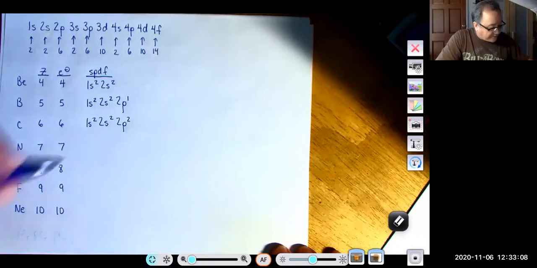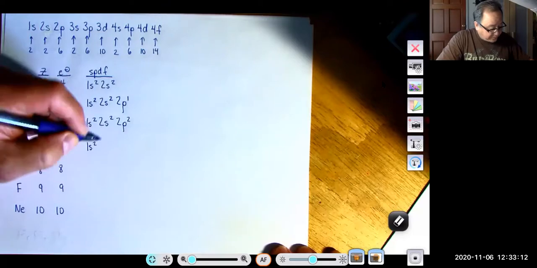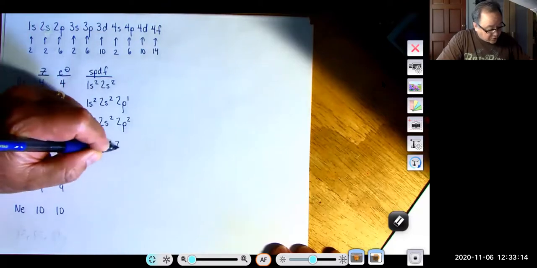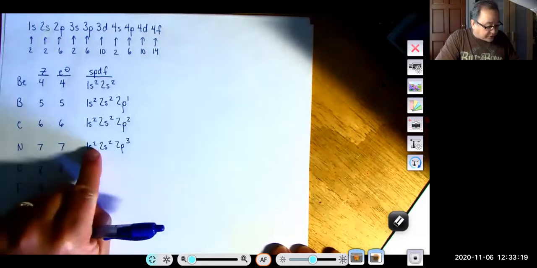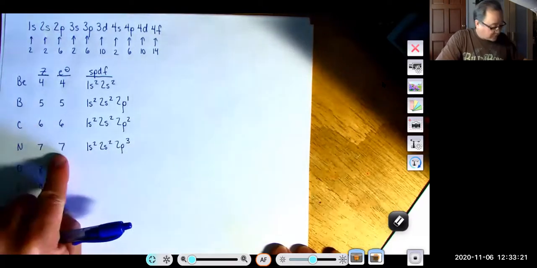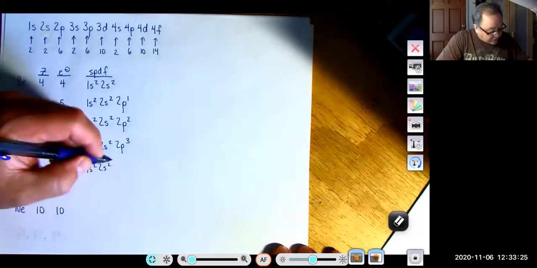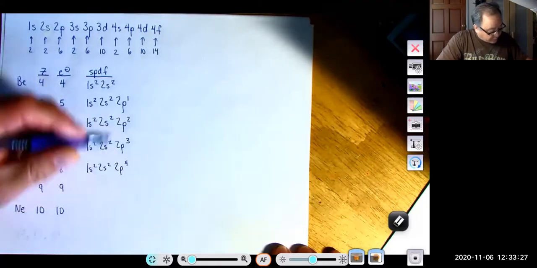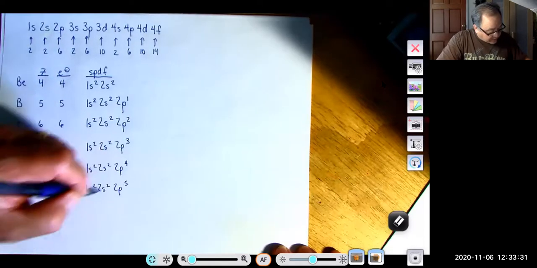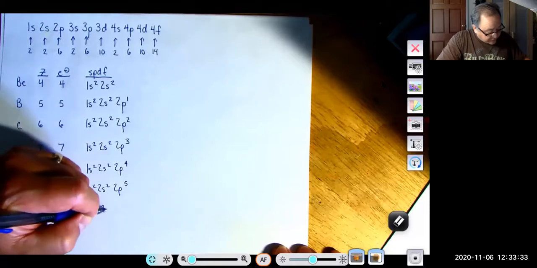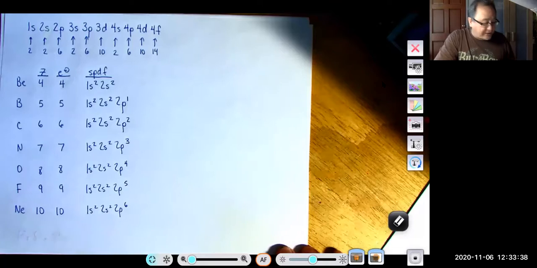Okay, so I'm going to fill mine out, and then you're going to check yours as I fill mine out. 1s2, 2s2, 2p3. And notice 2 plus 2 plus 3 equals 7. So it works out. 1s2, 2s2, 2p4, 1s2, 2s2, 2p5, and 1s2, 2s2, 2p6. So those are the SPDF notations.